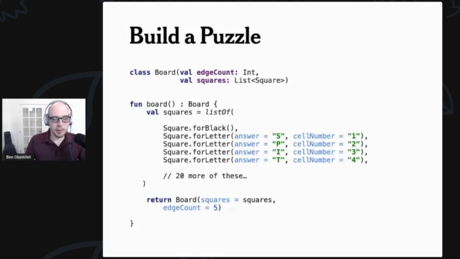Similarly, we want to build a data model for our puzzle. So we'll have a class here called board, which represents the game board. We want to know it's a 5x5 grid, so we're going to say the count on the edges is 5, and then we're going to have a list of squares. So in a 5x5 board, we'll have 25 squares. You can see here we'll have the top row. So our top row has a black square and then 4 letter squares.